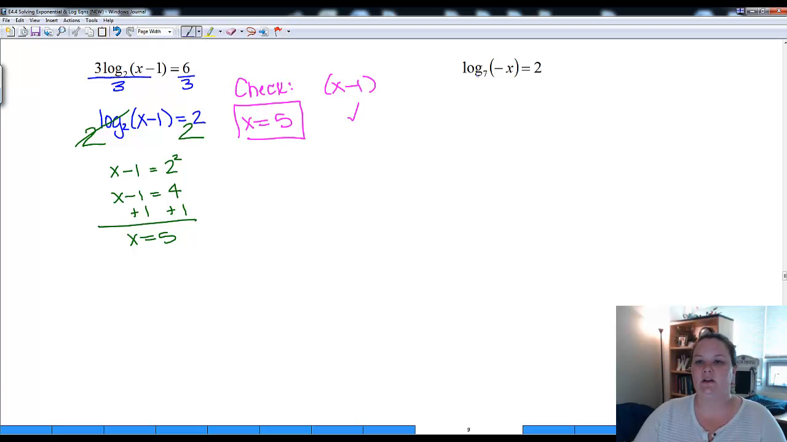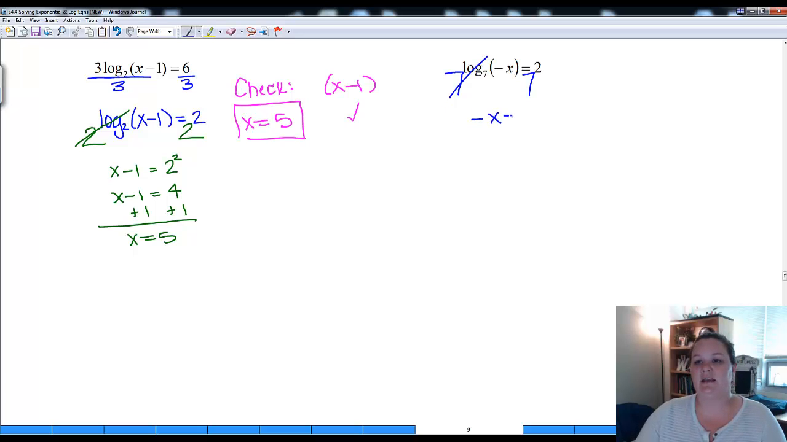Same idea here. Notice here the log base 7 is already isolated. There's no coefficient. So again, to get rid of log base 7, I'm going to use a big exponential base 7. I can't just drop that log base 7 because there's not one on the right-hand side. But once I write my exponential base 7 on both sides, then I can drop my 7 and my log base 7 on the left because they're inverses.